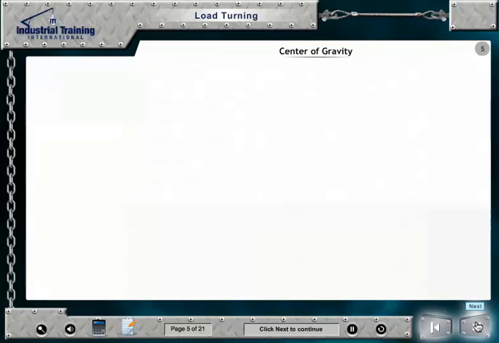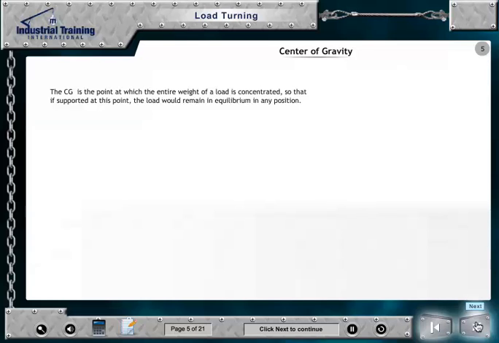As mentioned earlier, controlling the center of gravity and determining the share of load weight are critical in turning a load. Let's learn about controlling the center of gravity first. The center of gravity is the point at which the entire weight of a load is concentrated, so that if supported at this point, the load would remain equal in any position.